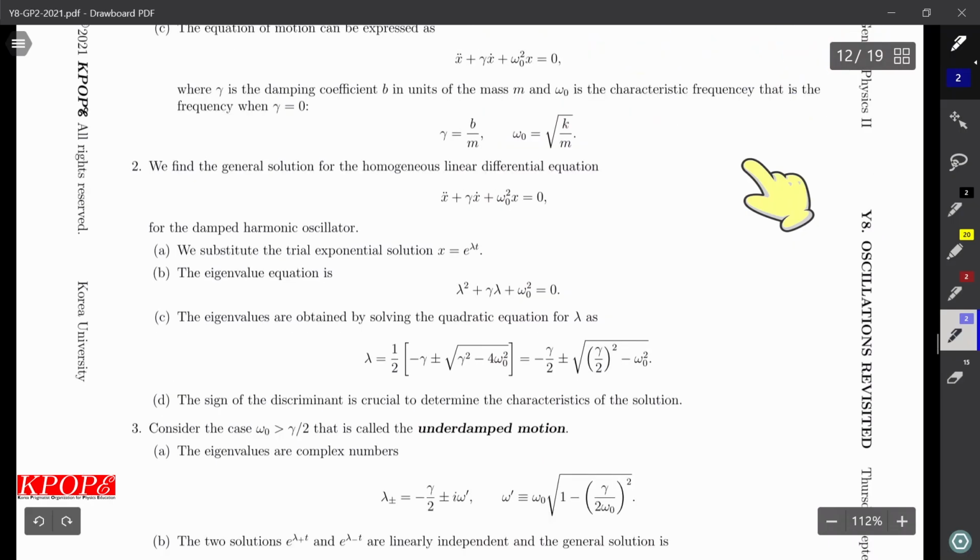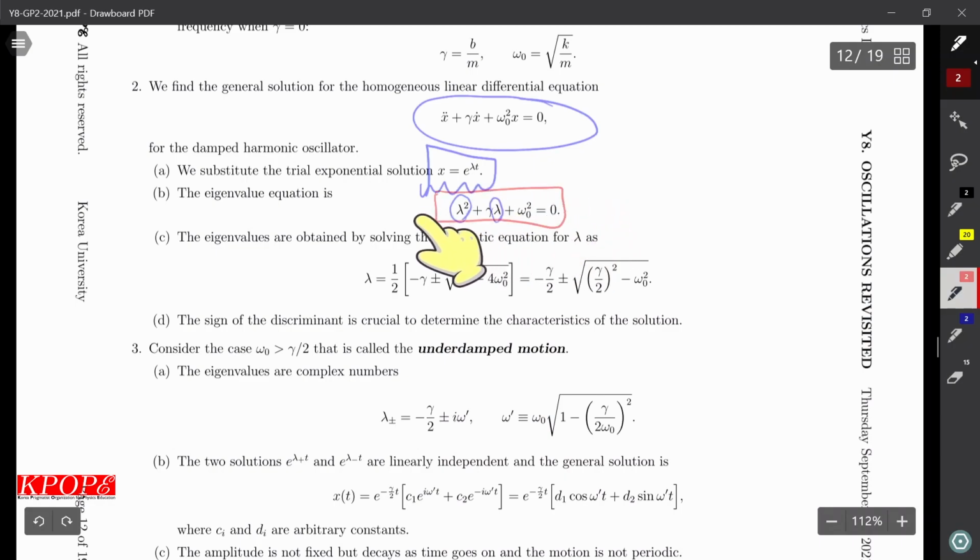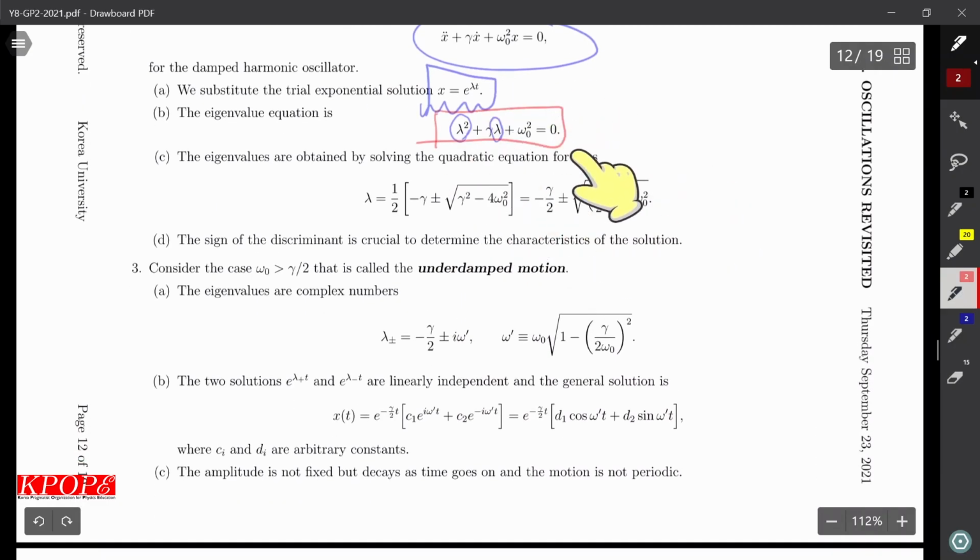Alright, so we want to solve this equation. This equation can be solved by substituting the exponential trial function. The second order time derivative will give rise to lambda squared. The first order time derivative will give rise to lambda, and your final answer can be obtained by solving this quadratic equation. The solution to this quadratic equation is given by lambda equals 1/2 times minus gamma plus or minus the square root of gamma squared minus 4 omega 0 squared.